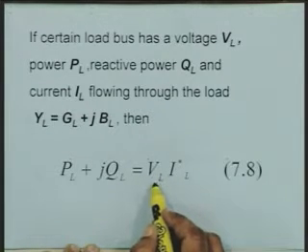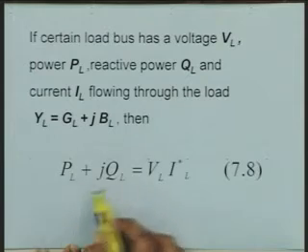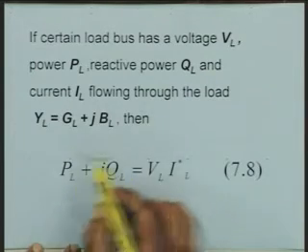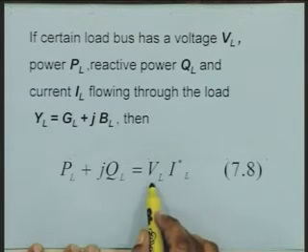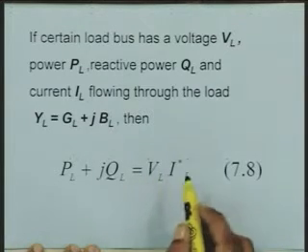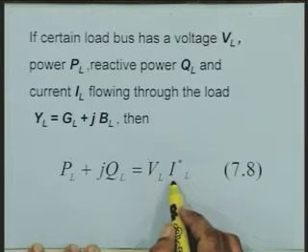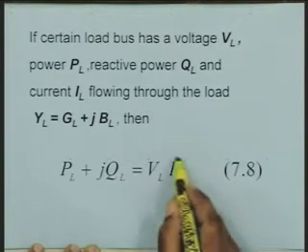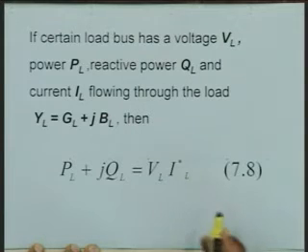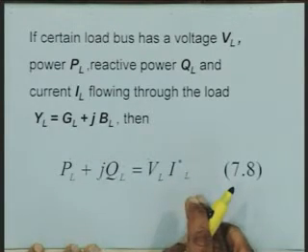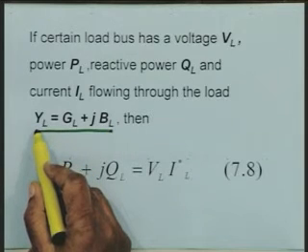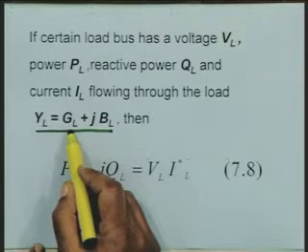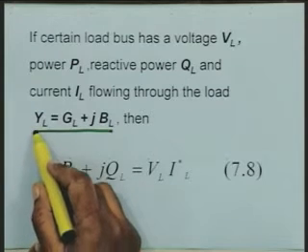This load can be written as VL into IL star, because this is the complex load. It is the voltage of the load bus into the conjugate of the current drawn by the load, IL star. Using this expression, we will compute the value of the elements of the admittance which is going to replace the load by a constant admittance.